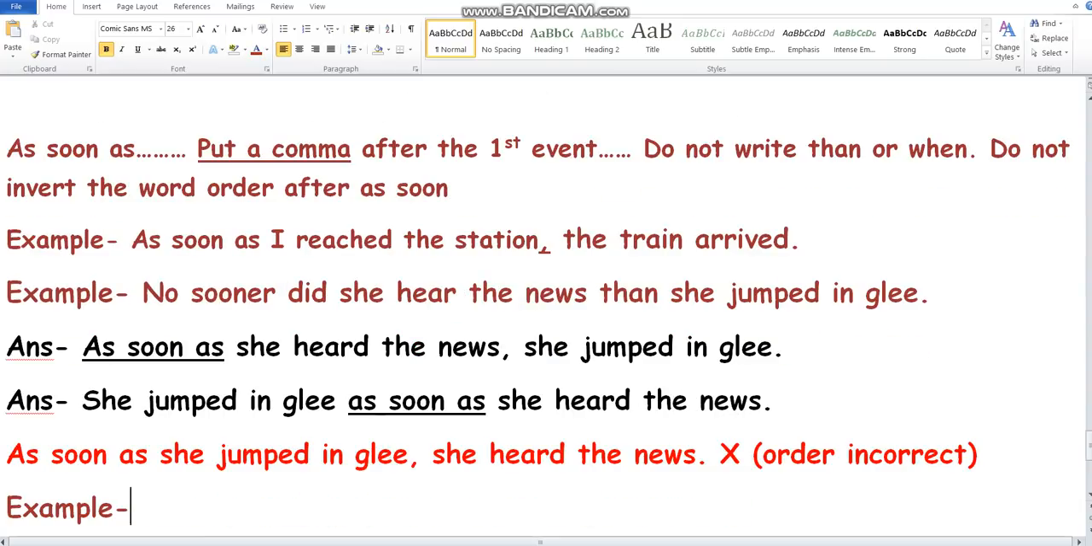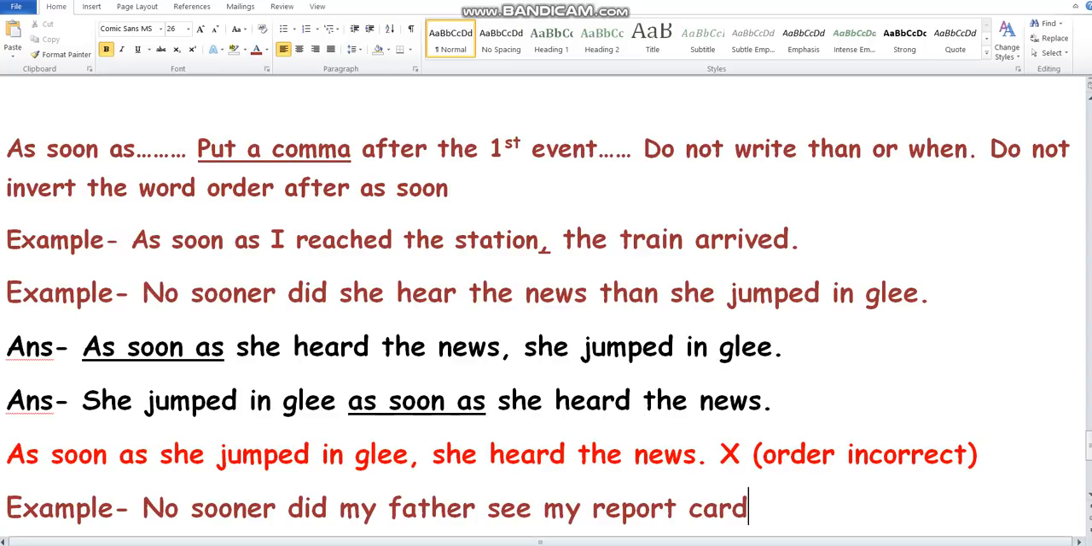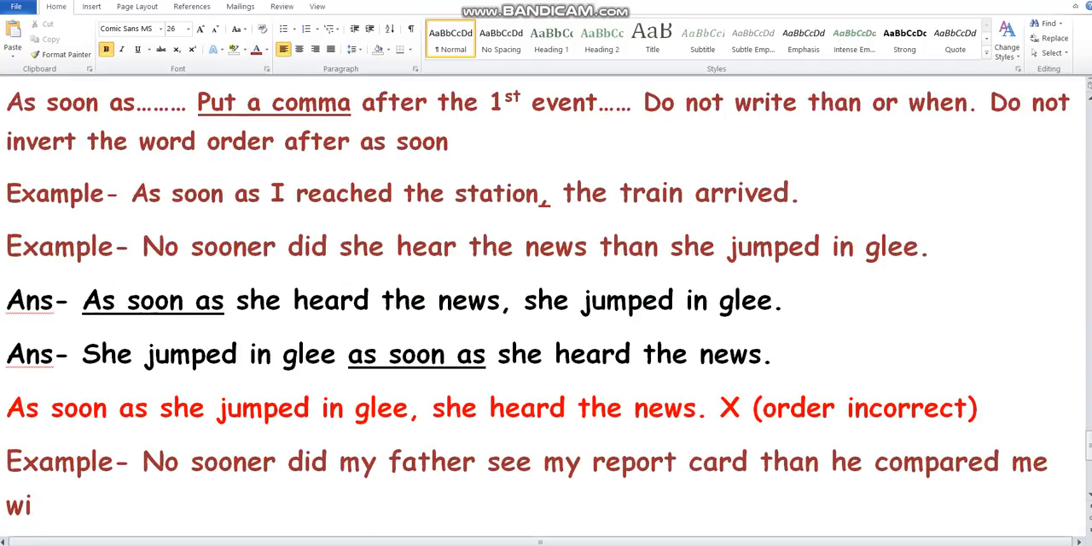I'll give you a very funny sentence now, something that you're very familiar with. And that is, no sooner did my father see my report card, no comma, than he compared me. I'm sure you understood the rest of the sentence. Then he compared me with Sharma ji's son. Yes. And you have to begin with as soon as.